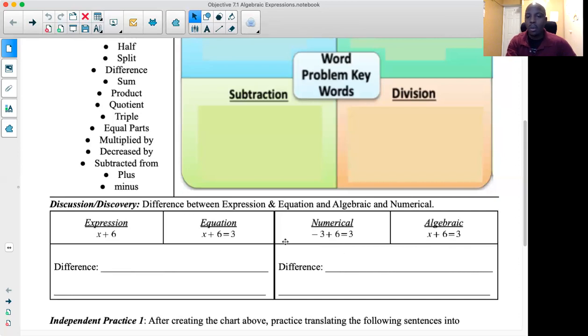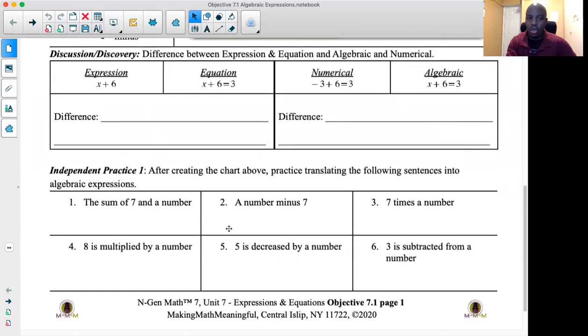All right. What I want you to do is this. I'm going to show you how to do two of these problems down here in independent practice 1. And then I want you to be able to do the rest. You can pause the video, you can do the rest.